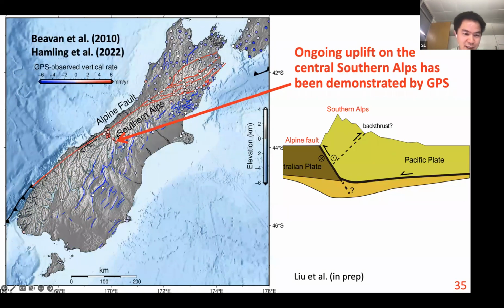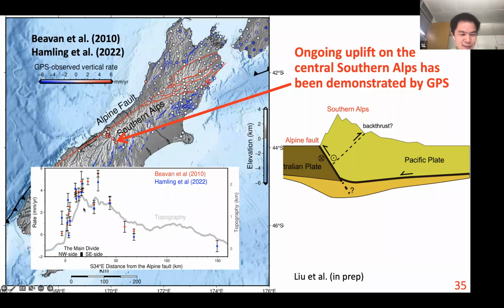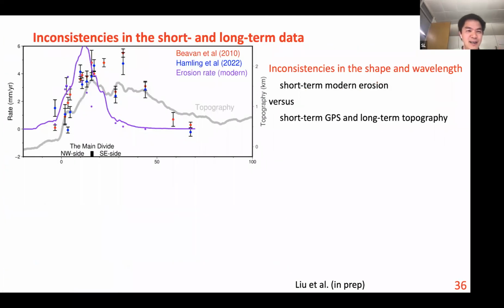For example, look at this figure. In the central Southern Alps, we see about 5 millimeters per year uplift relative to the low elevation plain regions. So let's look at the profile of the GPS velocity and the topography. You see, the GPS-derived vertical motion correlates well with the spatial variation of the topography. So is the story so simple? The answer is no. Once we put the short-term and long-term data across the same profile, we found a lot of inconsistencies among the data.